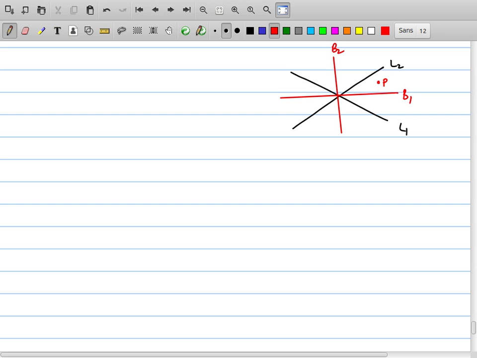Now the point P, wherever it lies, either it will lie close to B1, that is in the region where bisector B1 is passing, or it might lie in a region where B2 is passing. Now we are interested in finding out the bisector in which P is lying. That is, if P is lying in the region where B1 is passing, we want to find the equation of B1, and if it is lying close to B2 in the region where B2 is passing, we want to find that bisector. So this is to find the angular bisector in which point P lies.